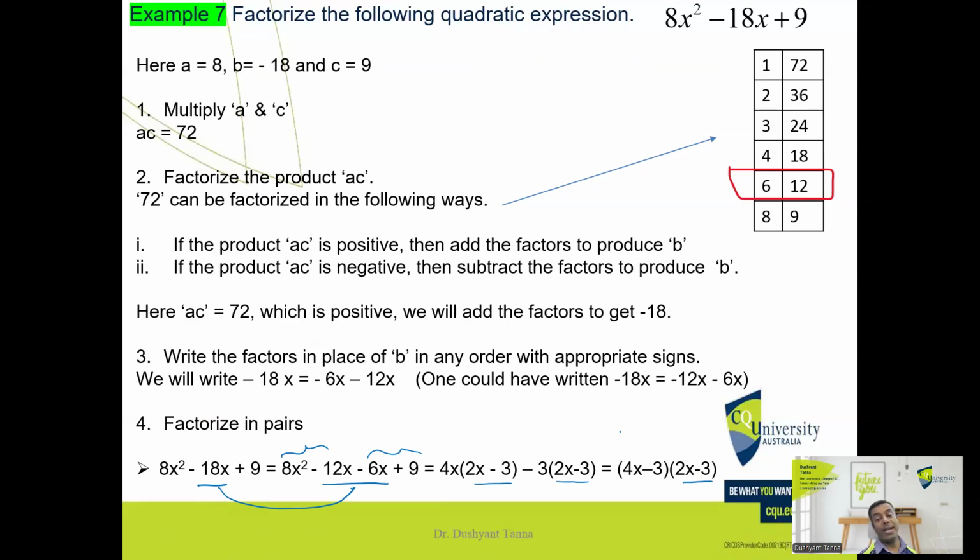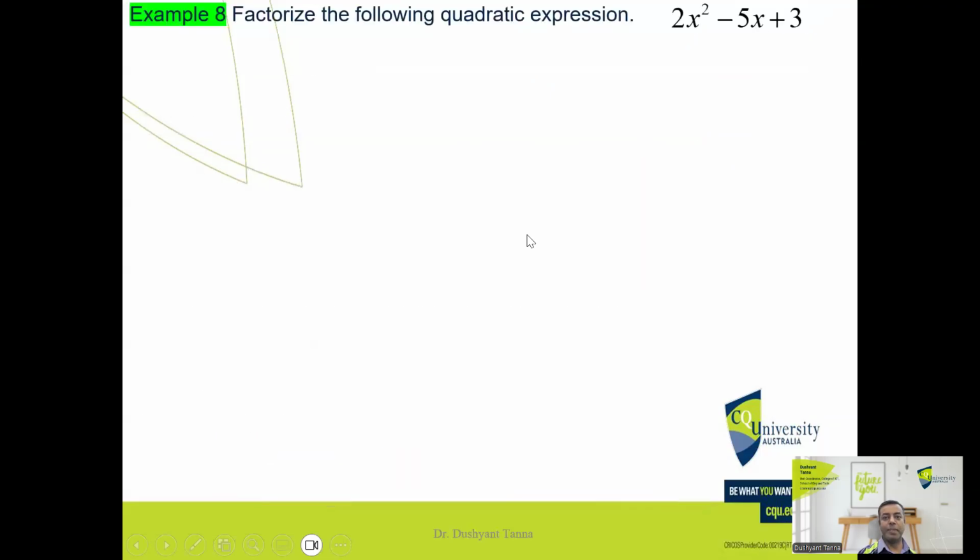Always cross-check your answer, always. So in your mind, 4x and 2x, 8x squared, good job. Minus 3 and minus 3 plus 9, good job. Then the middle will match. Okay, we'll do a few more practice of this type. This is a baby question if you've done the previous one.